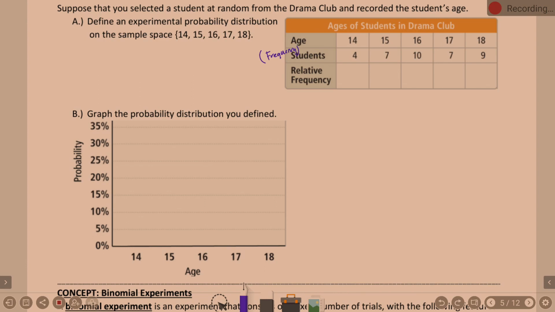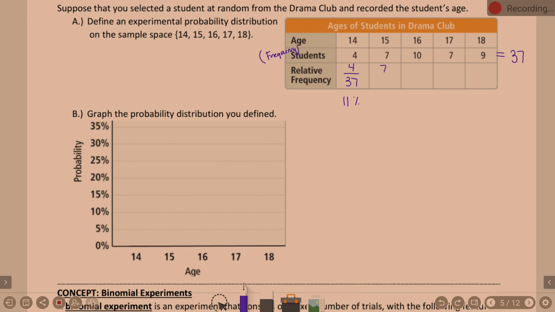So in this first case, 14-year-olds, we have 4 out of, they didn't tell us, did they? So we better get our total over here. 4 plus 7 plus 10 plus 7 plus 9. If I add those up, let's see, 4 and 7 is 11, plus 10 is 21, plus 7 is 28, plus another 9 is 37. So all of these are going to be out of 37. So for 14-year-olds, 4 out of 37. As a decimal, it's going to be 0.11. It might go on past that, but it becomes 11%.